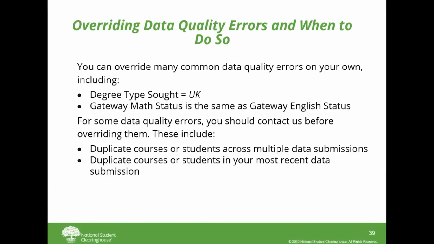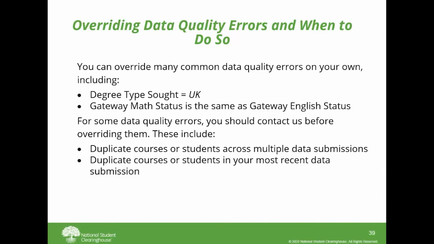You now have the ability to override the data quality checks. If you review a data quality error and determine that the data is correct, you can override the error. Please note you should only override a data quality error when you are confident that the error will not affect the quality of your data. You can override many common data quality errors on your own, including degree type sought is unknown, Gateway Math status is the same as Gateway English status.